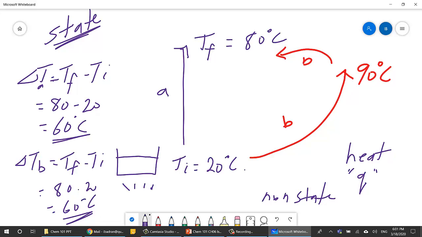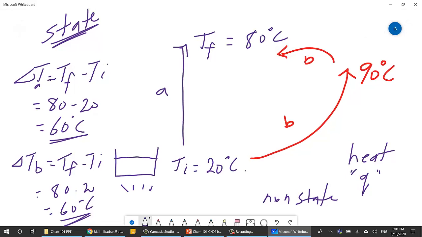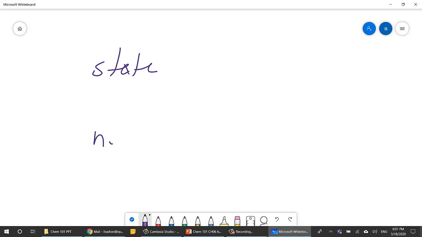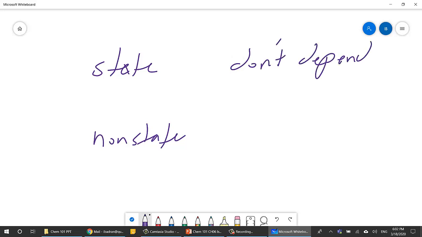So the take-home message here is about state functions and non-state functions. State functions do not depend on the path, while non-state functions depend on the path. So it's actually the other way around. State do not depend, non-state they depend.